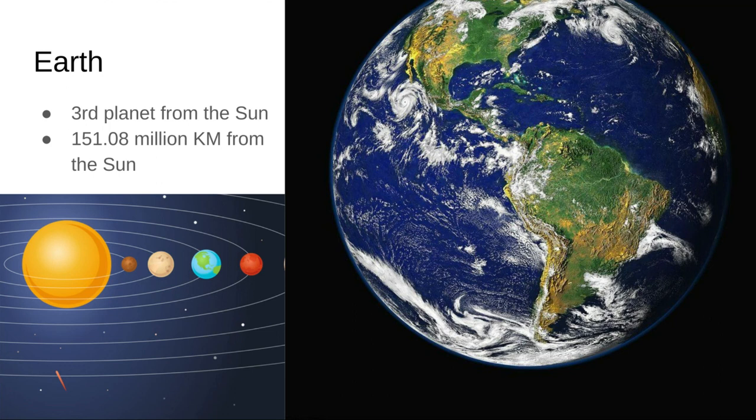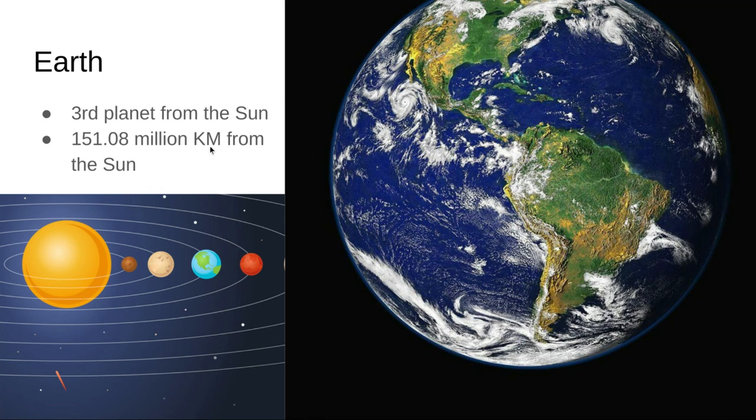They are the rocky planets. So you've got Mercury, Venus, Earth, and Mars. And then following that, you've got the Jovian planets, the gas and ice giants, which I haven't put on here because we are interested primarily today in this planet, the third planet from the Sun. And the distance from here, from the Sun to our planet, the Earth, you can see written here is 151.08 million kilometres from the Sun.